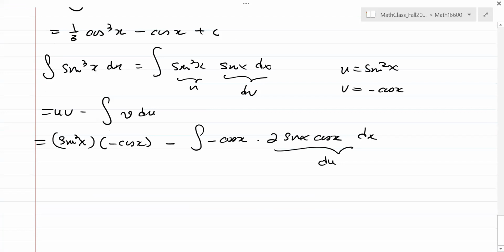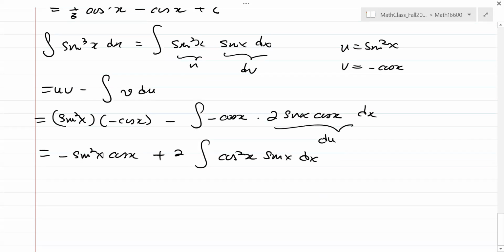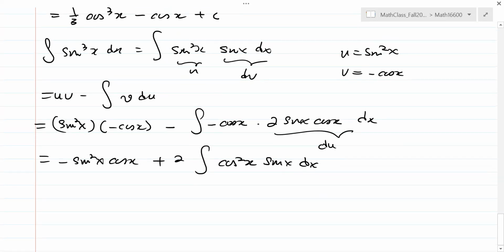It looks more complicated, but you get negative sine square x cosine x, and negative times negative becomes positive, twice the integral of cosine square x sine x dx. I think at this point you should use substitution, because sine x dx is the derivative of cosine x. But if you do not use a substitution, what can you do? I think there are multiple ways to get the same answer, okay?